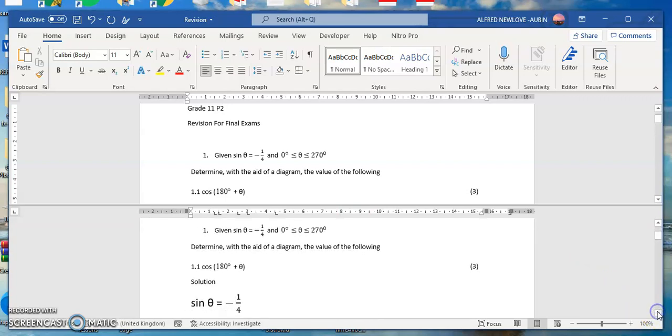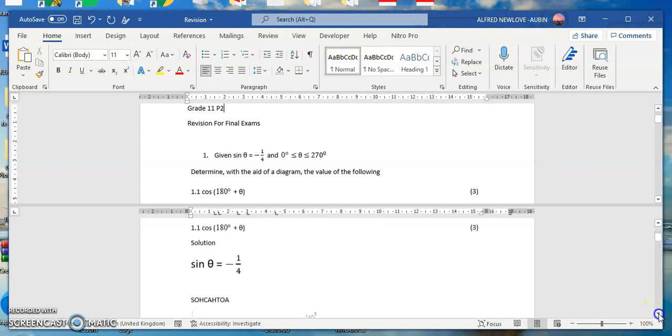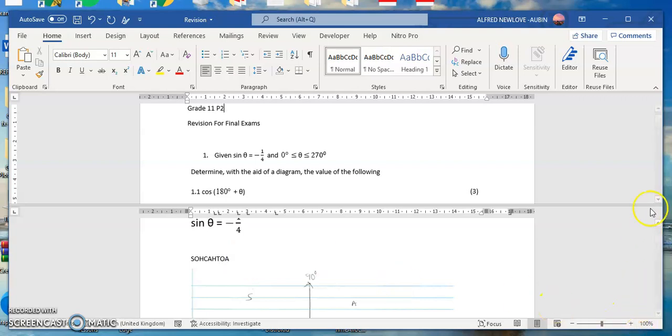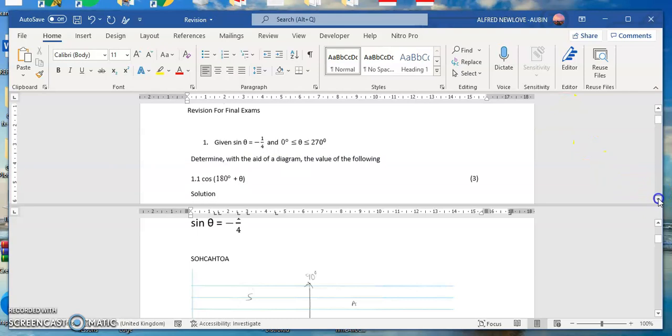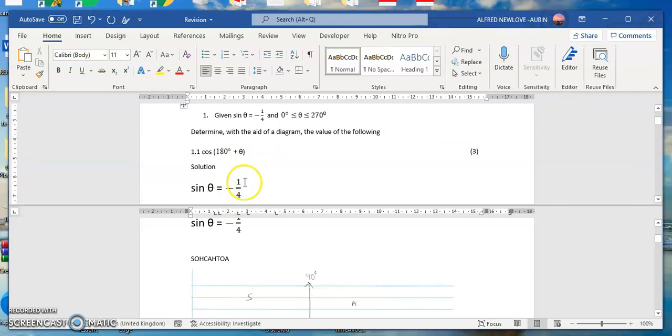It's easy. We've been given this information that sin theta is equal to minus 1 over 4. The question also says with the aid of a diagram, so you need to draw the diagram. Keep SOHCAHTOA in mind. Sine is opposite over hypotenuse, cos is adjacent over hypotenuse, tan is opposite over adjacent. So now we are going to draw the diagram using the information given.